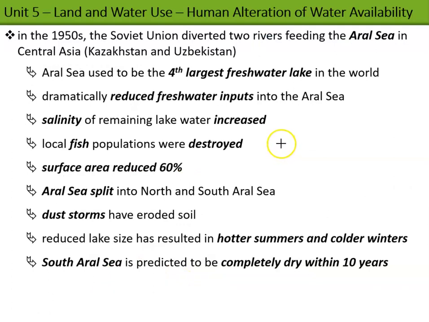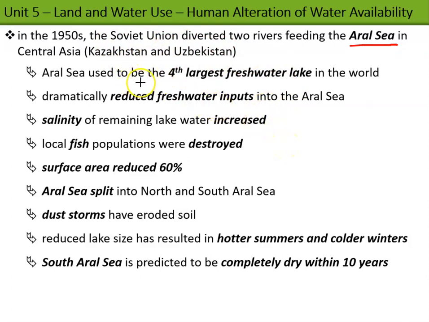Another example, a very famous and tragic example: in the 1950s, the Soviet Union diverted two rivers that were feeding the Aral Sea in Central Asia. The Aral Sea is in Kazakhstan and Uzbekistan. Now, at the time that this happened, Kazakhstan and Uzbekistan were part of the Soviet Union. It was all one large country.